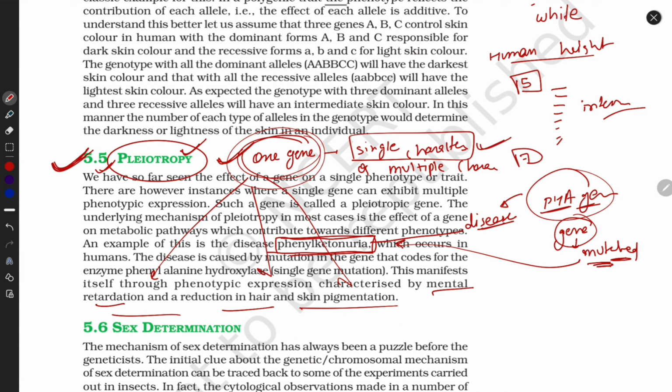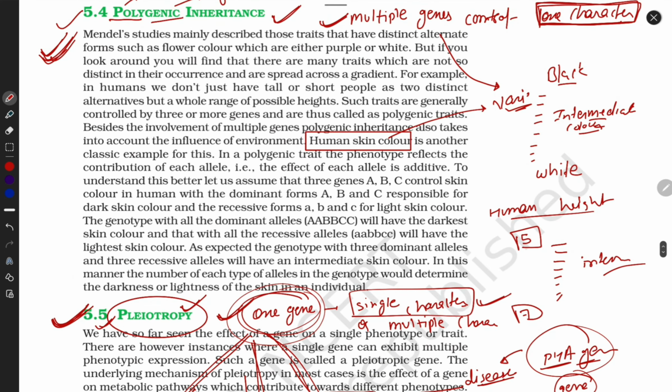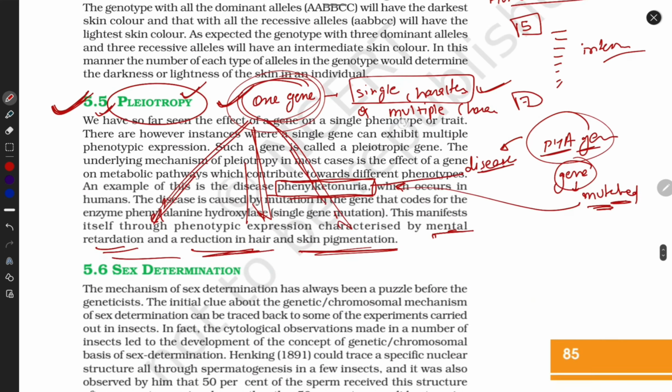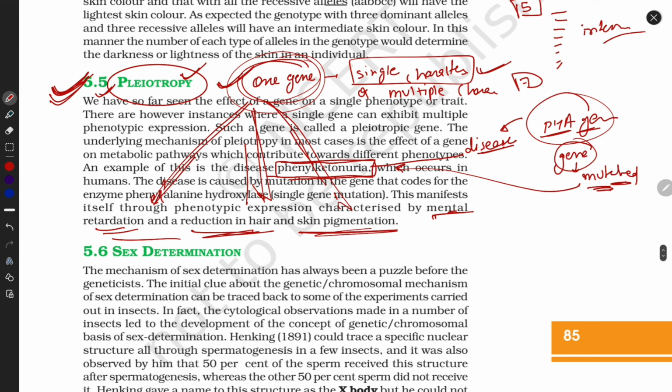Look here, guys, only one gene affects this many characters. It may be mental retardation, reduction in hair, or skin pigmentation. Only one gene gets mutated, and that's why it causes this many characters. So this is all about polygenic inheritance and pleiotropic inheritance.